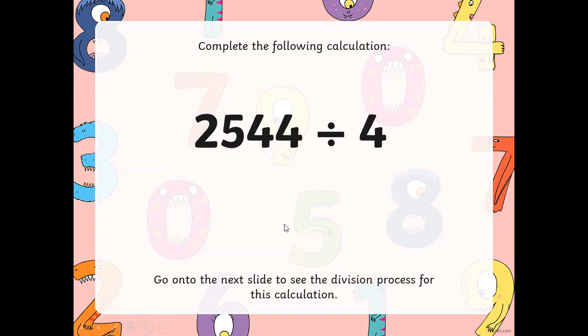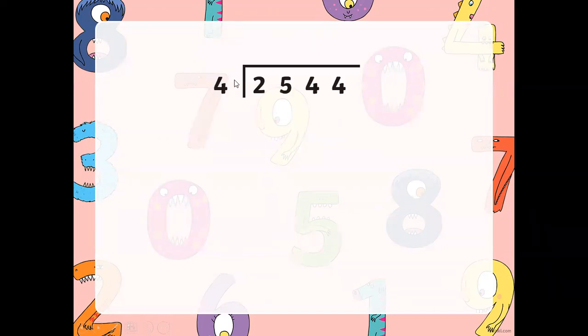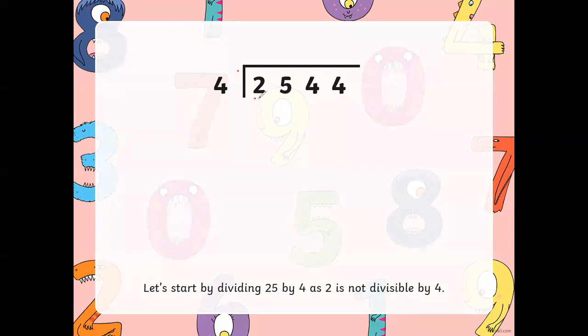2544 divided by 4. Now, in order to do that, we rewrite the question in standard written method. Okay, and we are going to use the long division method today. So you have to start asking yourself, how many fours are there in 2544? And you have to start with the first digit here, 2. So this 2, ask yourself, how many 4's in 2?